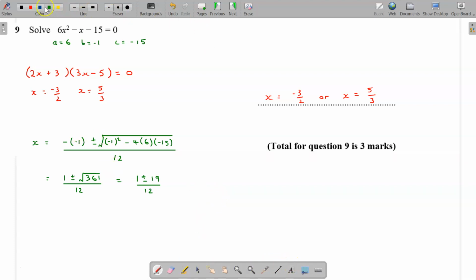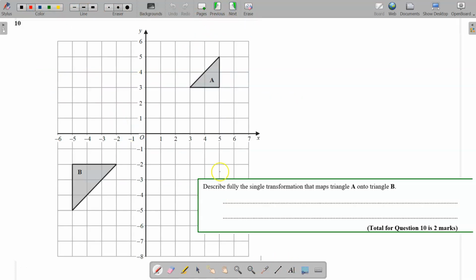Right, next question. Number 10, a transformation. We've got to describe the single transformation that maps shape A onto B. Let's just take a corresponding point and join them together. This is an enlargement. I'm taking the right angle of each triangle and joining them together. Now I'll take this point and join it to its corresponding point over here. There it is.